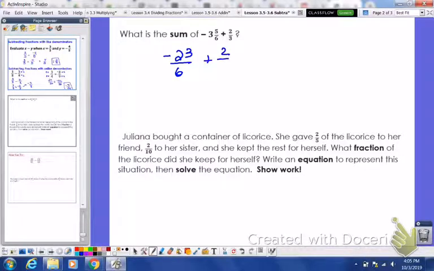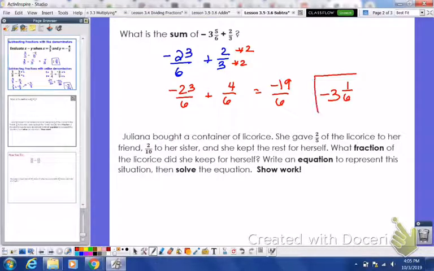Okay, so plus 2/3, and see we have unlike denominators, but lucky for us, I can quickly change a 3 into a 6 by multiplying numerator and denominator by 2. Gives us -23 over 6 plus 4 over 6. I have negatives, I have positives, that means I'm subtracting. So 23 minus 4 gives us 19. I had more negatives. So -19 over 6. 6 goes into 19 3 times, so -3. Remainder of 1. So -3 and 1/6.